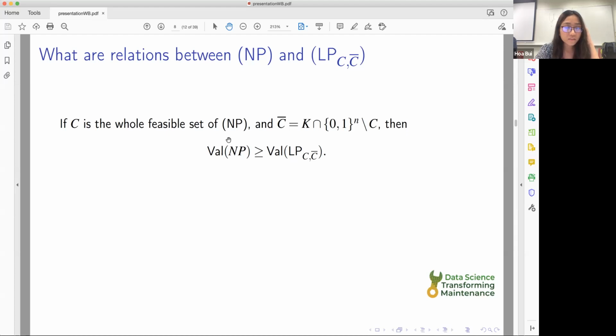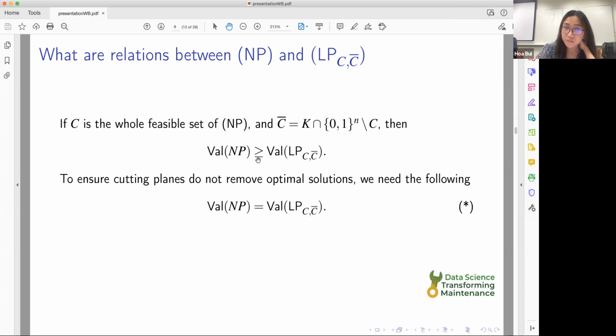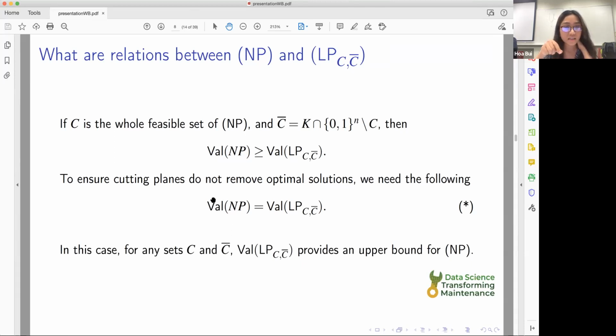Then the optimal value of the nonlinear function is bigger than the value of the linear problem that you are considering. So when you have strict inequality here, it means that your cutting planes have already removed all of the optimal solutions, which is not a good sign. So we need the following condition: the two problems must have the same optimal value. You may question how we know that this happens. We have some other condition later, but let's first assume that you have this. In this case, any set C which is feasible, and any set C bar which is not a feasible solution, solving the linear problem provides an upper bound for NP.